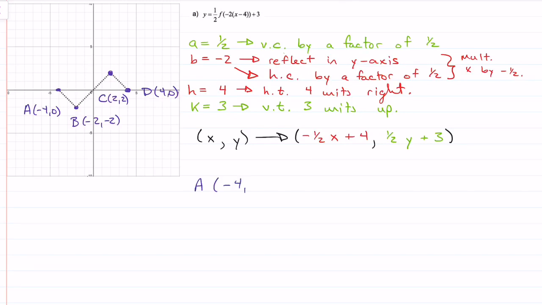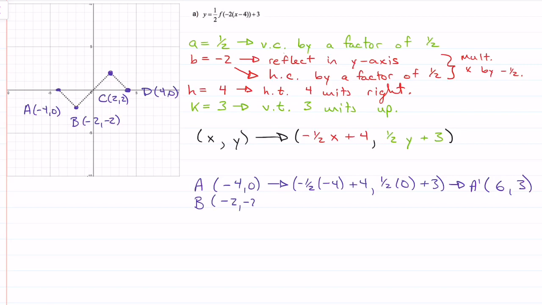Now we're just going to stick these coordinates into our little formula. So A, which is negative 4, 0, is going to become negative 1/2 times negative 4 plus 4. And then the y value will become 1/2 times 0 plus 3. So A prime is 6, 3. B, which is negative 2, negative 2, putting it in, I'm going to have a negative 1/2 of negative 2 plus 4 and 1/2 of negative 2 plus 3 to get a B prime, which is 5, 2.